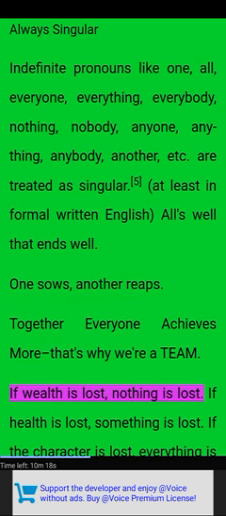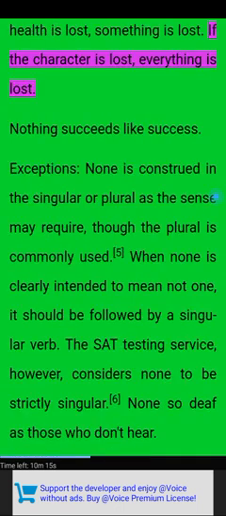If wealth is lost, nothing is lost. If health is lost, something is lost. If the character is lost, everything is lost. Nothing succeeds like success.